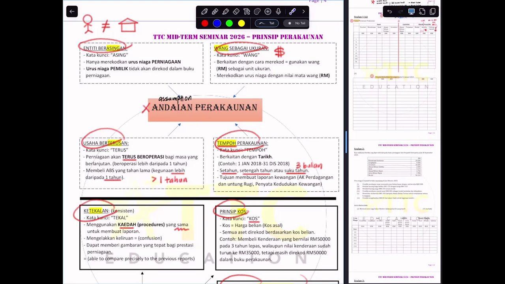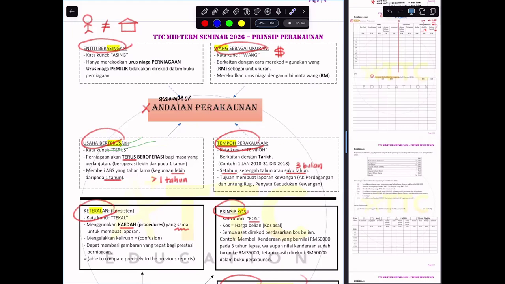Okay, then your RM will be your keyword. It's just a situation telling you how to measure the money, in what currency. So if you see RM, if you see sen sebagai ukuran, then it will be wang sebagai ukuran. And number three, usaha berterusan. Keyword is terus. Terus means continue. Continue to operate. Continue to run the business.